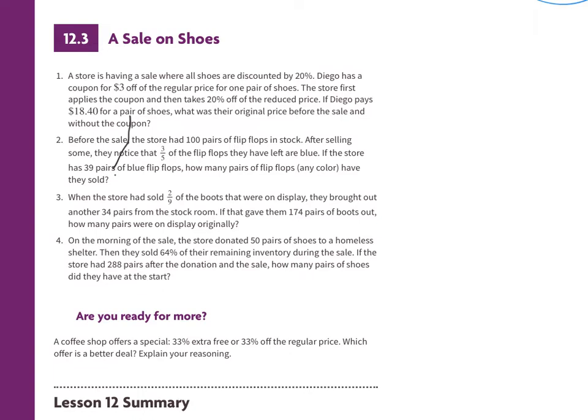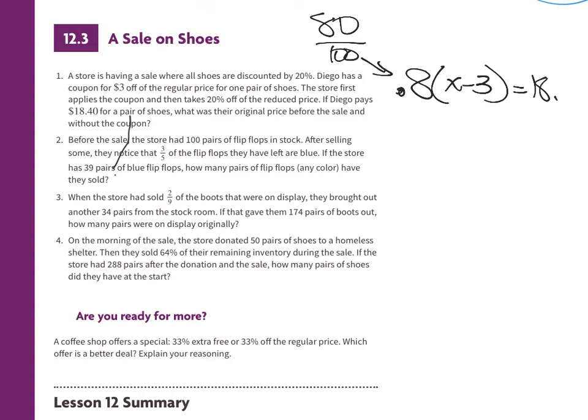coupon? So if we think about it, we always start with 100%. So 100% minus 20%, they are going to pay 80% of the price. So my equation is going to be 80%, which as a decimal is 0.8. To figure that out, I could just go 80 divided by 100. That gives me 0.8, and then (x minus 3), that's the price minus the $3, and that equals $18.40.